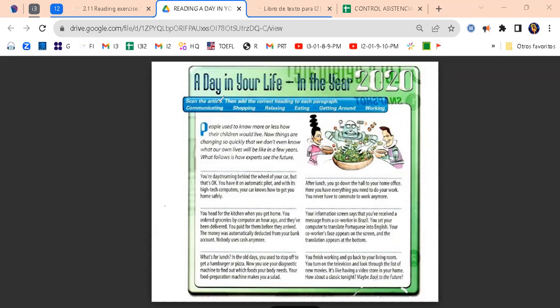Okay. Well, then add the correct heading to each paragraph. The headings are communicating, shopping, relaxing, eating, getting around. That was one, okay? Relaxing, okay. So we're going to try with that one. Relaxing.